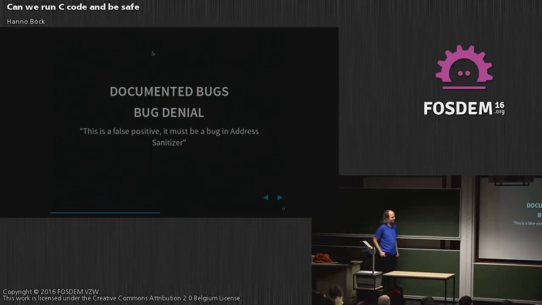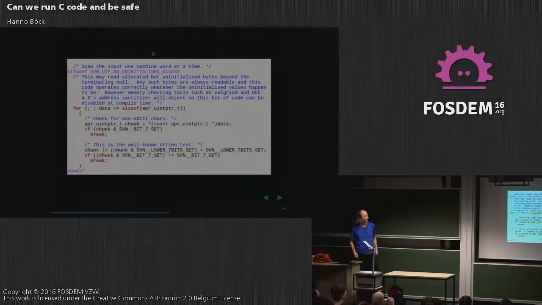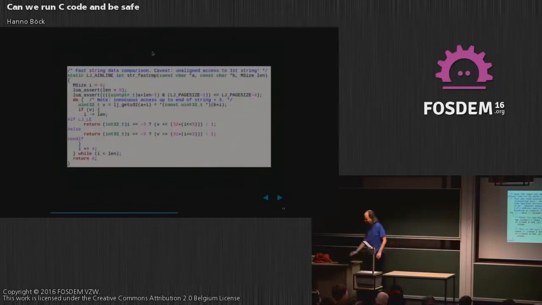Then this is something which is difficult. Sometimes you see code where the code documents that the code is wrong. Or you have people who say, okay, this cannot be, my code is correct, it must be a bug in address sanitizer. I'll show you an example. This is code from Subversion, the current release. It has an ifdef, no uninitialized access, so the correct code is optional. The comment says this may read allocated uninitialized bytes beyond the terminating null, which is wrong. The bytes are actually not allocated. I had some discussions with the developers, and in the end they fixed it, so it turned out good.